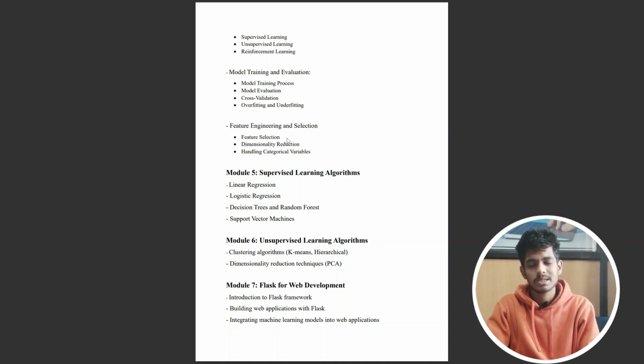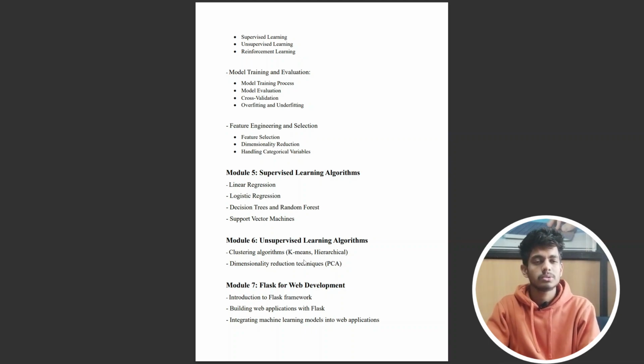So in supervised learning, we have models like linear regression, logistic regression, decision tree, and random forest. We are making some projects on these topics, and after this, we are discussing the concept of unsupervised learning algorithms. So we have clustering algorithms like k-means and hierarchical, and the dimensionality reduction technique, PCA. So this is the topic we are covering in machine learning.